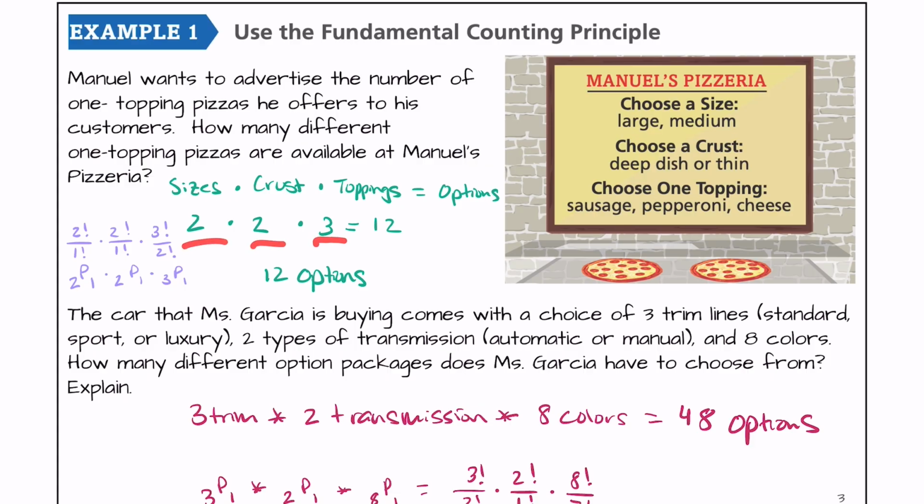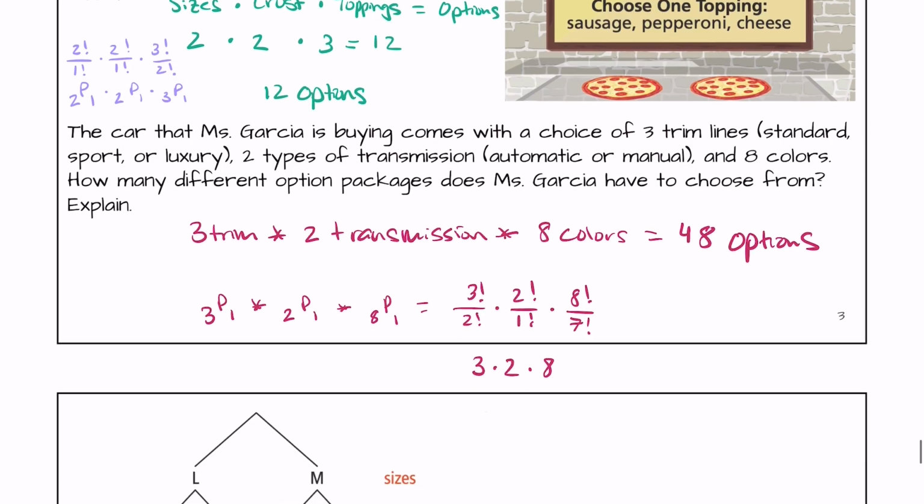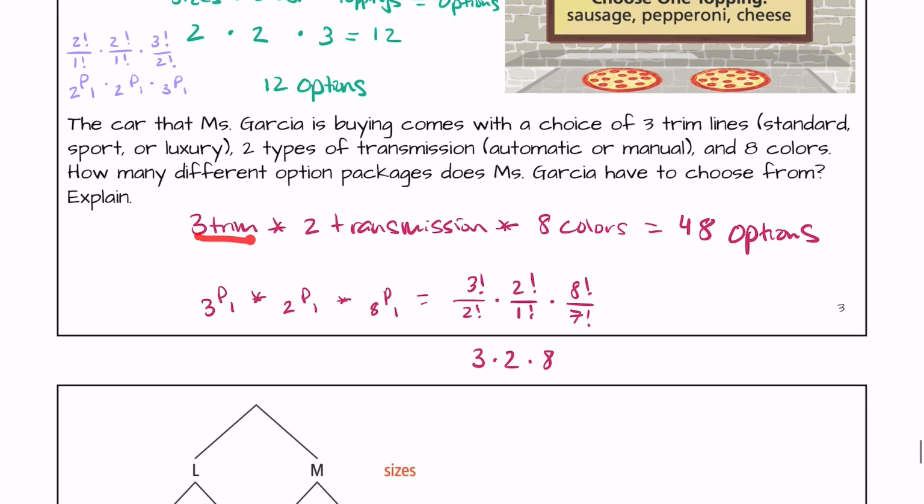Two, two, three. Same thing here. Cars. Three trims, two transmissions, eight colors. Multiply them together, you get 48 options. Again, they are permutations, but it is much more simple that these permutations can just be multiplied together.